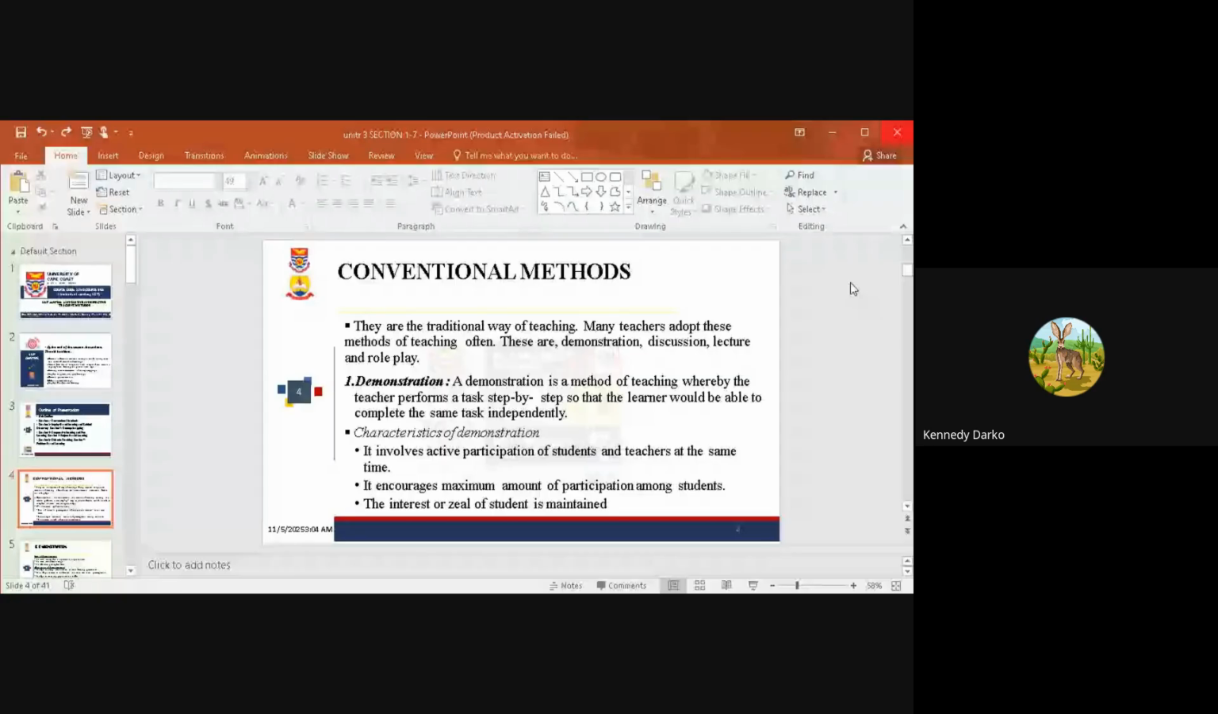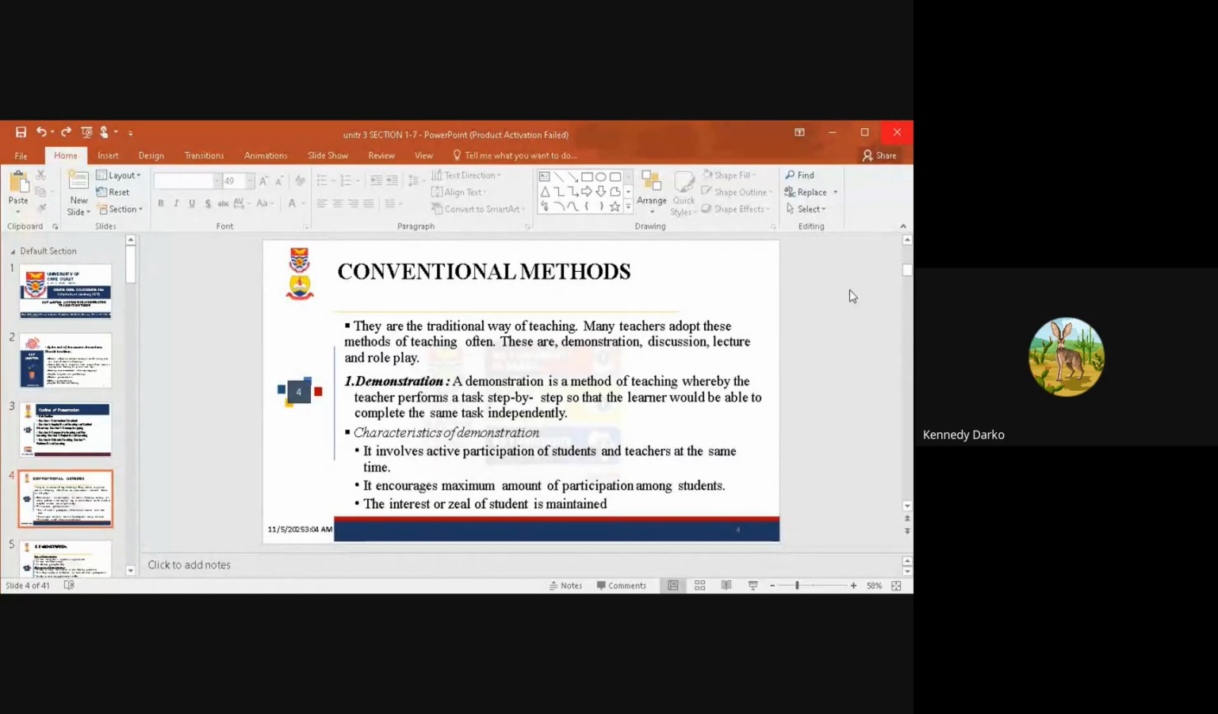Method, and we have the role play method. So all these methods, these conventional or traditional methods, were the methods that every teacher employed at the time. So when we talk about demonstration, what do we mean?